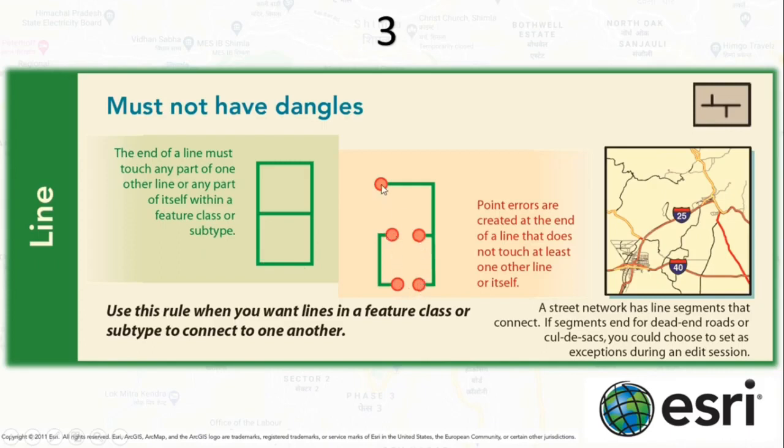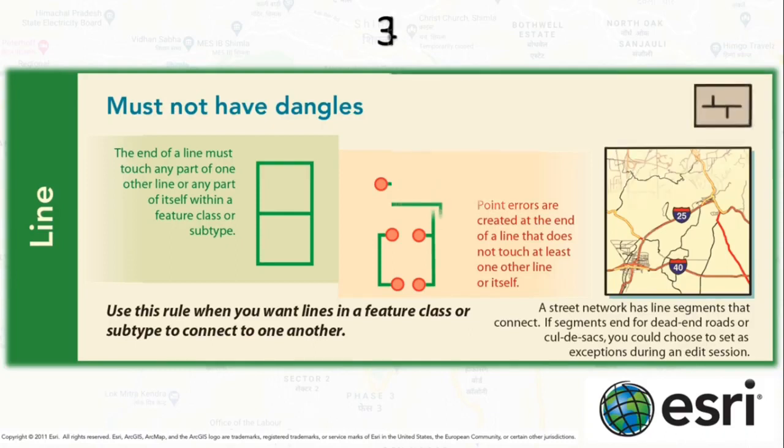This rule is used when a line feature must form closed loops, such as when they are defining the boundaries of polygon features. It may also be used in cases where lines typically connect to other lines, as with streets. In this case, exceptions can be used where the rule is occasionally violated, as with dead end street segments.